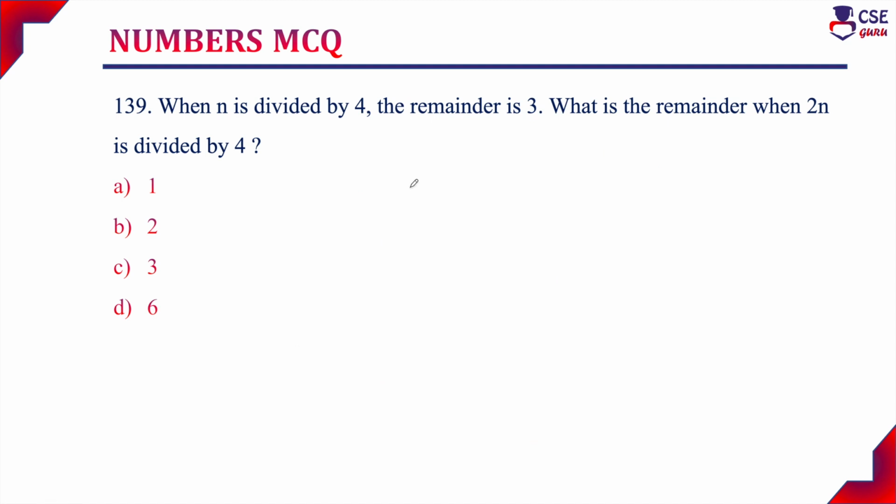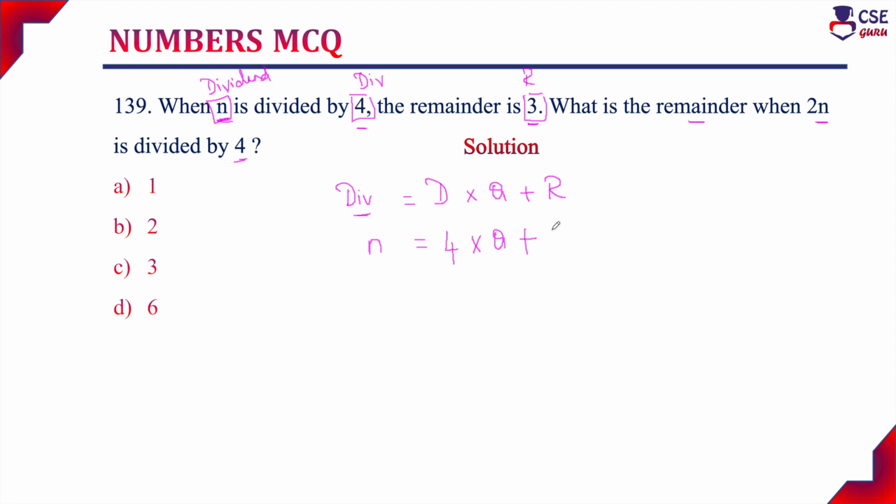Next, problem number 139. When n is divided by 4, the remainder is 3. What is the remainder when 2n is divided by 4? Okay, that is 2 times. So the general formula is dividend is divisor into quotient plus remainder. Here the dividend is nothing but n. So this is the dividend, this is the divisor, and this is the remainder. The dividend is n, the divisor is 4, the quotient we don't know, and the remainder is 3.